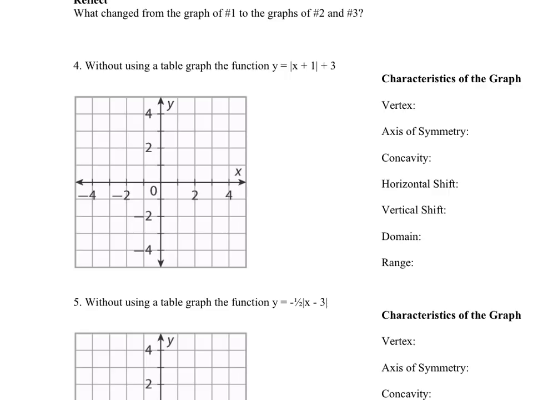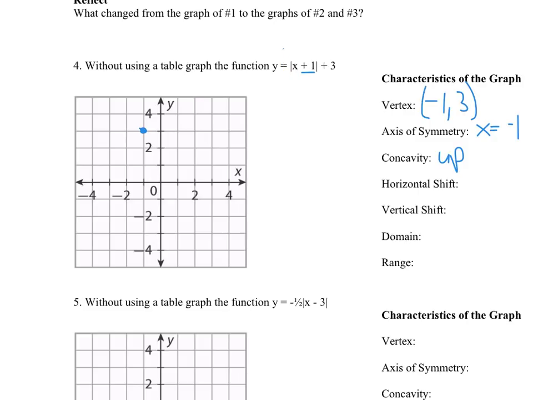So our vertex, as we saw, is the opposite of that value there, so it's going to be at -1. And then that 3 stays positive. So our vertex is at (-1, 3). Our axis of symmetry is x equals our x coordinate of our vertex, so x equals -1. Concavity is how it opens up or down. Right now, since this is positive, we're going to open up.